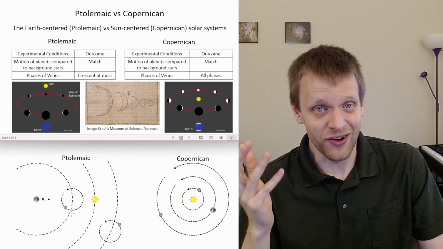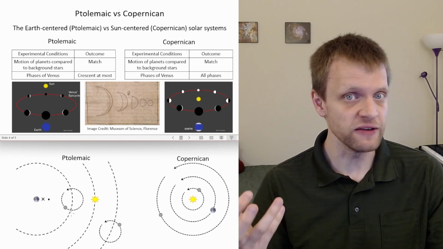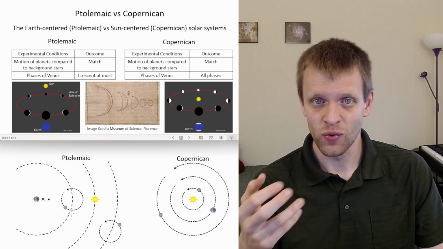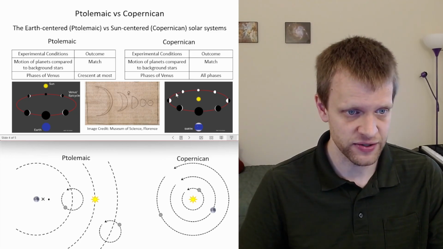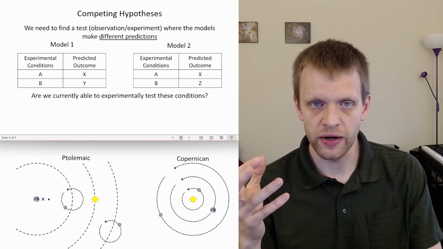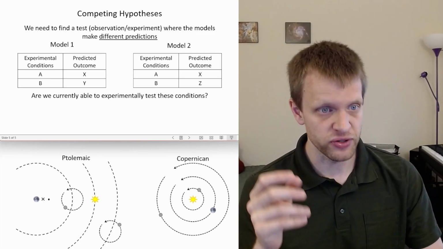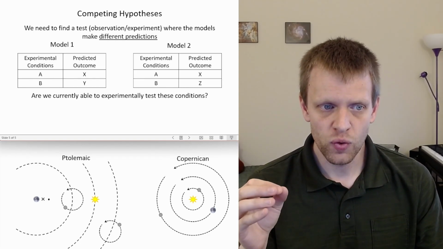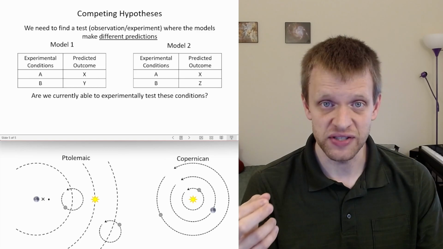Well, it turns out that other stars, compared to everything else in the solar system, are really, really far away. And it wasn't until, I think, the mid to late 1800s that we actually had the technology to measure those small parallax effects. Again, when we're trying to test these different models and see under what experimental conditions we get different predictions to distinguish between them, one of the interesting aspects is when we have the technology and the ability to actually experimentally test these conditions.